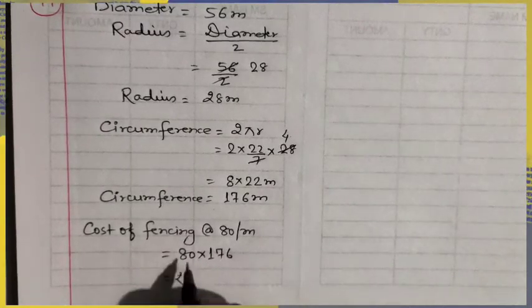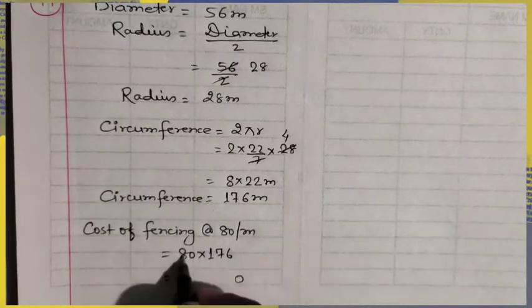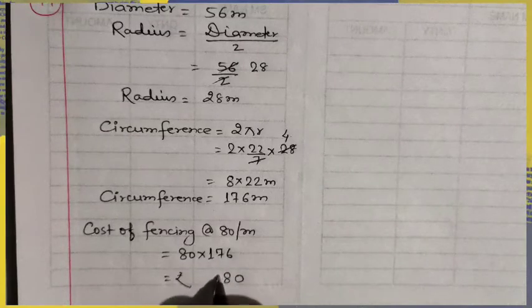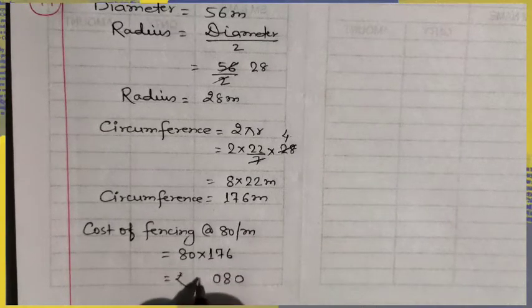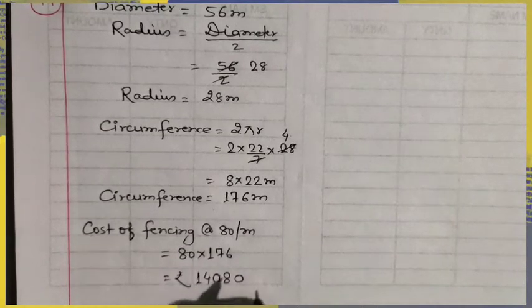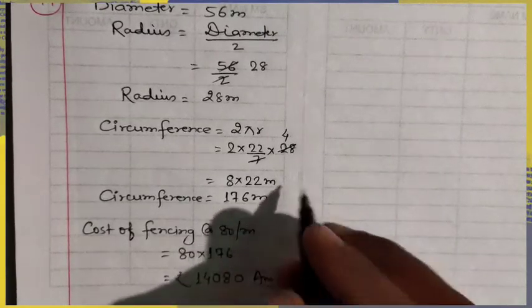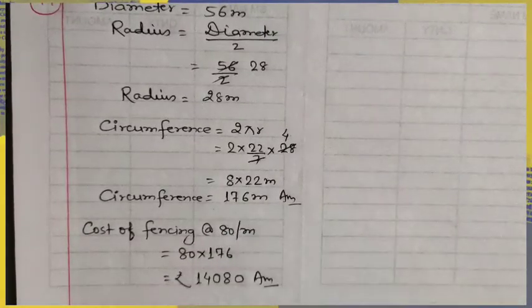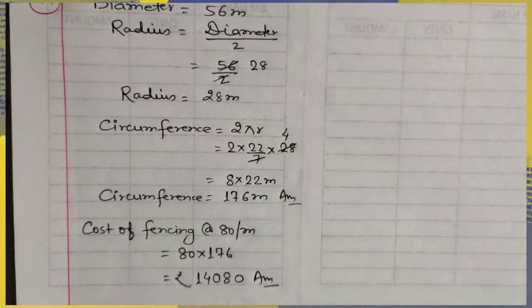176. 8 6 ja 48, carry 4. 8 7 ja 56 and 4 60, carry 6. 8 1 ja 8 and 6 14. The value will be 14,080. This will be our answer. Hope that this question is also clear to you all.